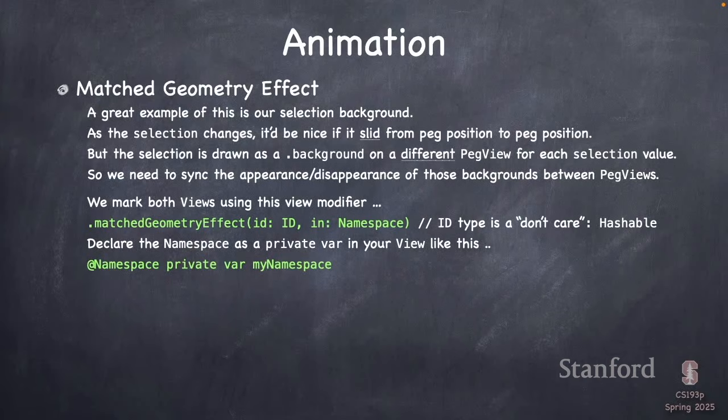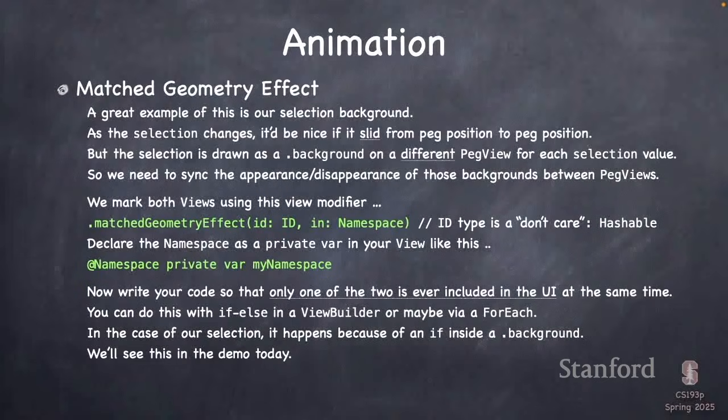So anyway, match geometry effect: you give it this ID, and you put match geometry effect with that ID on both of the views, the one that's disappearing and the one that's appearing. Often it's the same view, like it is in our case, our little background view. You put it on both views, and then you make sure that only one of them is ever in the UI at a time. As long as only one of them is ever in the UI at a time, they'll fly to each other as they appear and disappear in pairs.